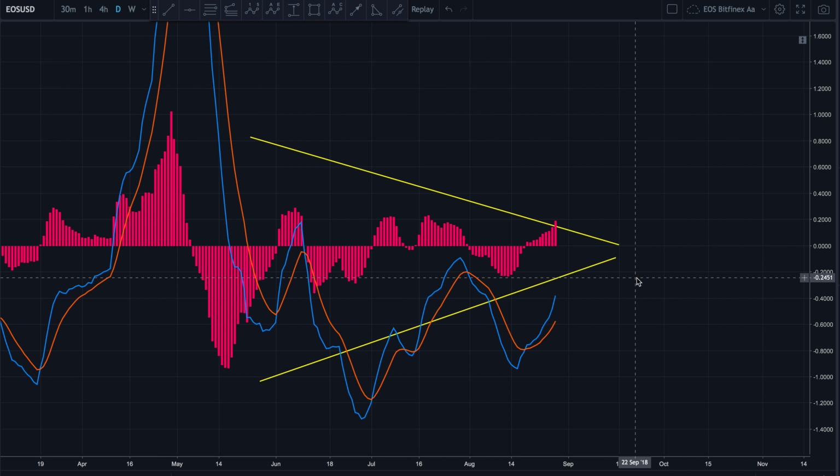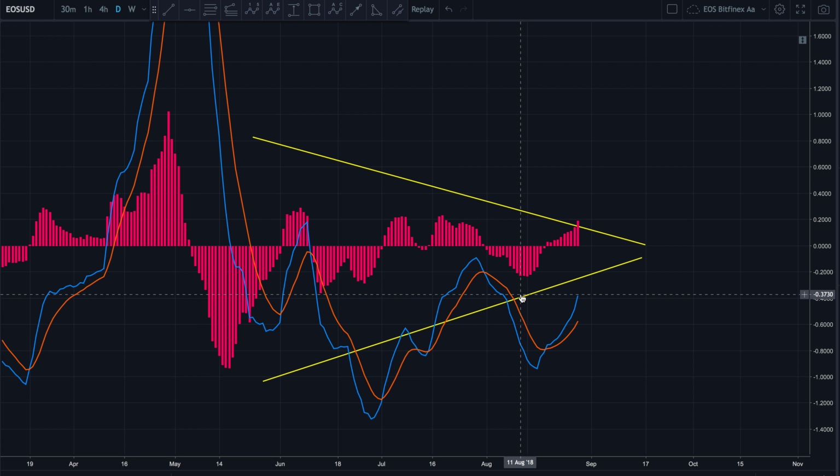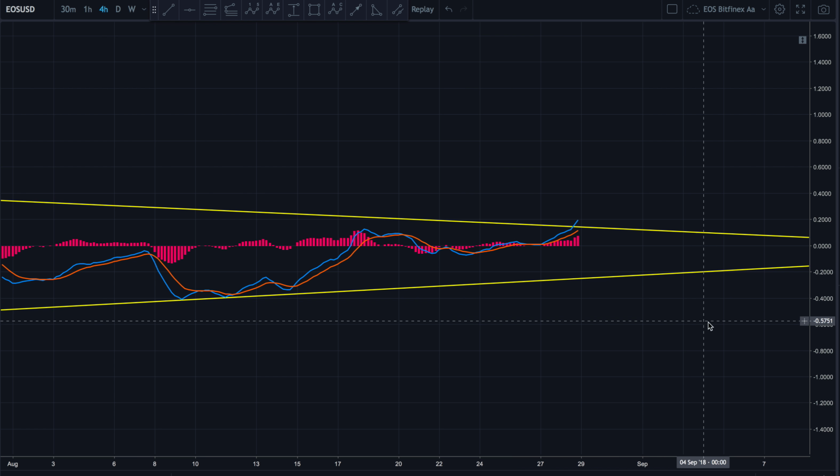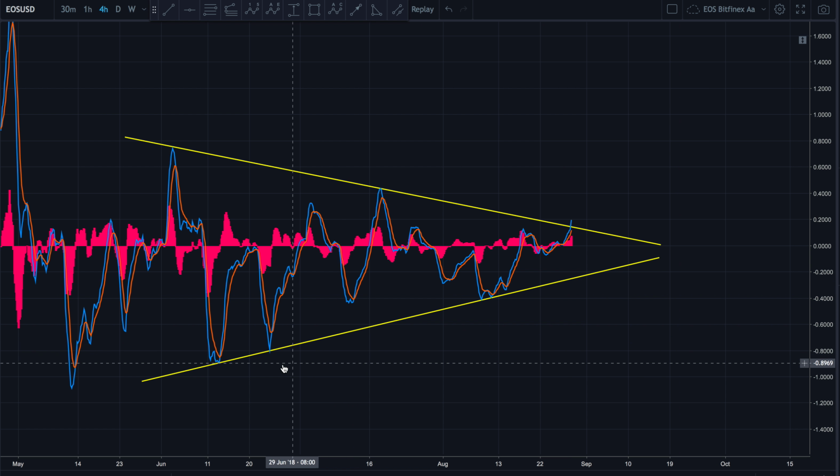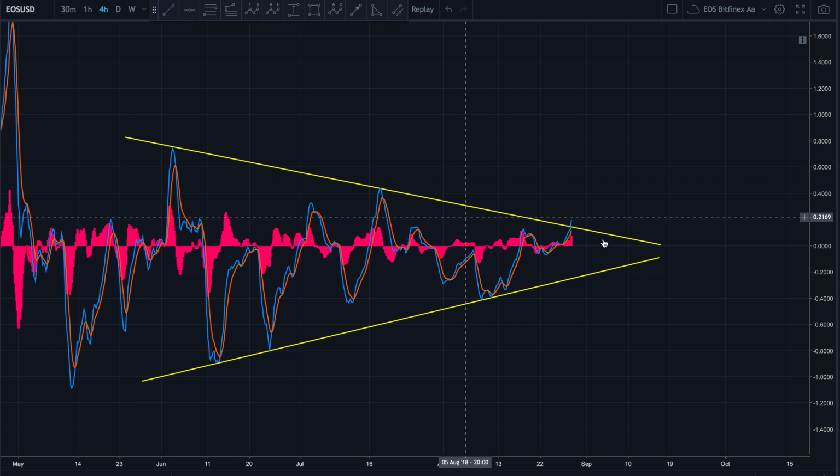Coming in here, looking at our MACD. We can see the histograms continuing to trend up. MACD and signal line both showing no signs of reversing course. If we come here and we look at the 4-hour, it looks like it's trying to break above this wedge that's been in place since late May, early June. We can see the MACD lines just now breaking out.